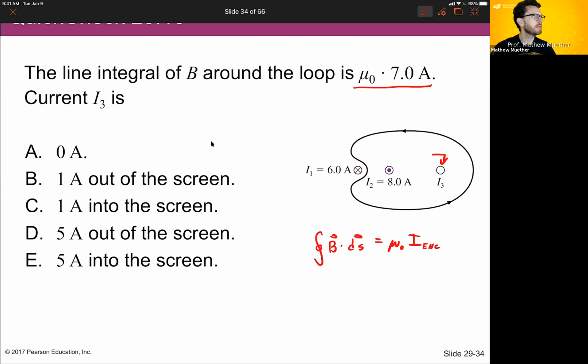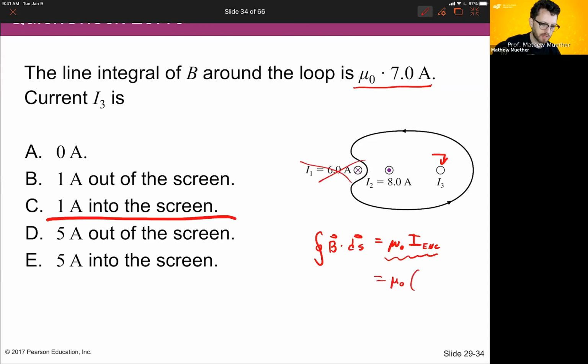Okay, let me go ahead and end the poll. Share the results. Most of you selected C, that it has to be 1 amp into the screen. That's right. In order to get, first of all, in this bit, we want the I enclosed. That's going to be like mu naught. I1 isn't enclosed, so we don't care about that one. It's not contained inside of the loop.